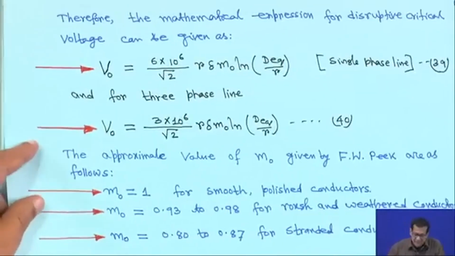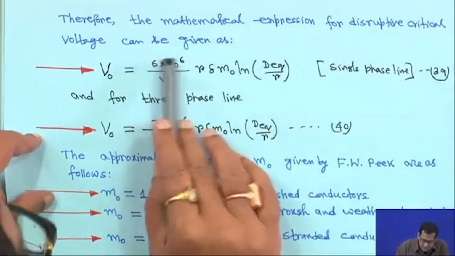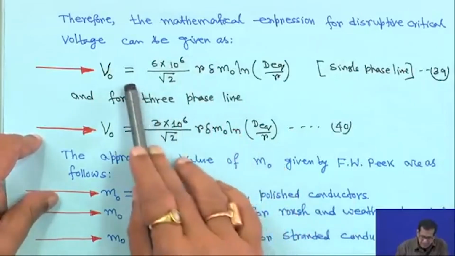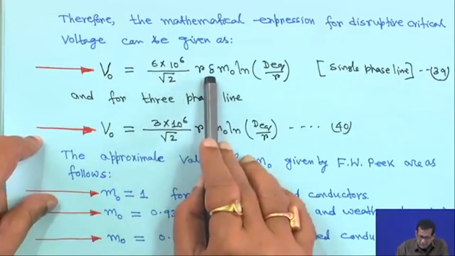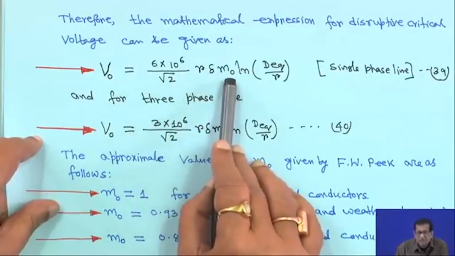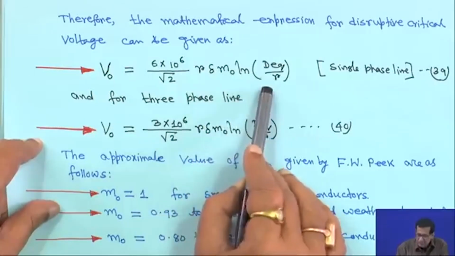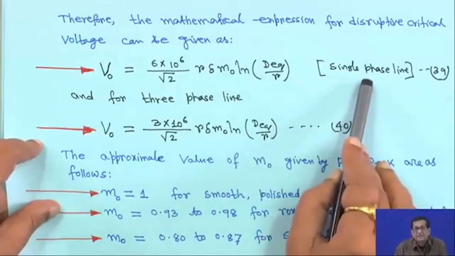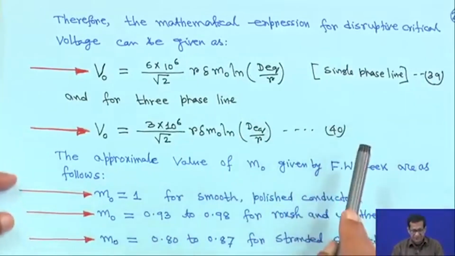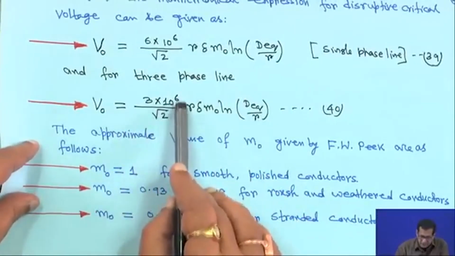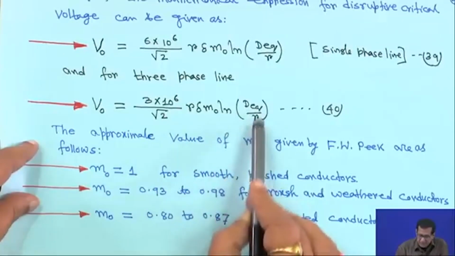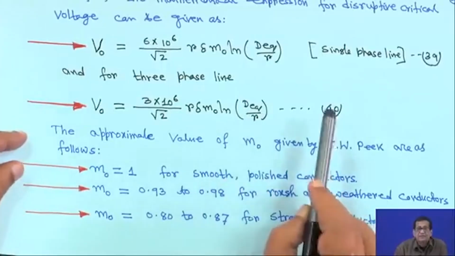Therefore, the mathematical expression for disruptive critical voltage can be given as V0 is equal to the same thing, 6 into 10 to the power 6 over root 2, earlier R delta was there, now multiplied by m0 ln dq upon R. This is for the single phase line, equation 39. And for the 3 phase line, V0 will be 3 into 10 to the power 6 over root 2 R delta m0 ln dq upon R, this is equation 40.